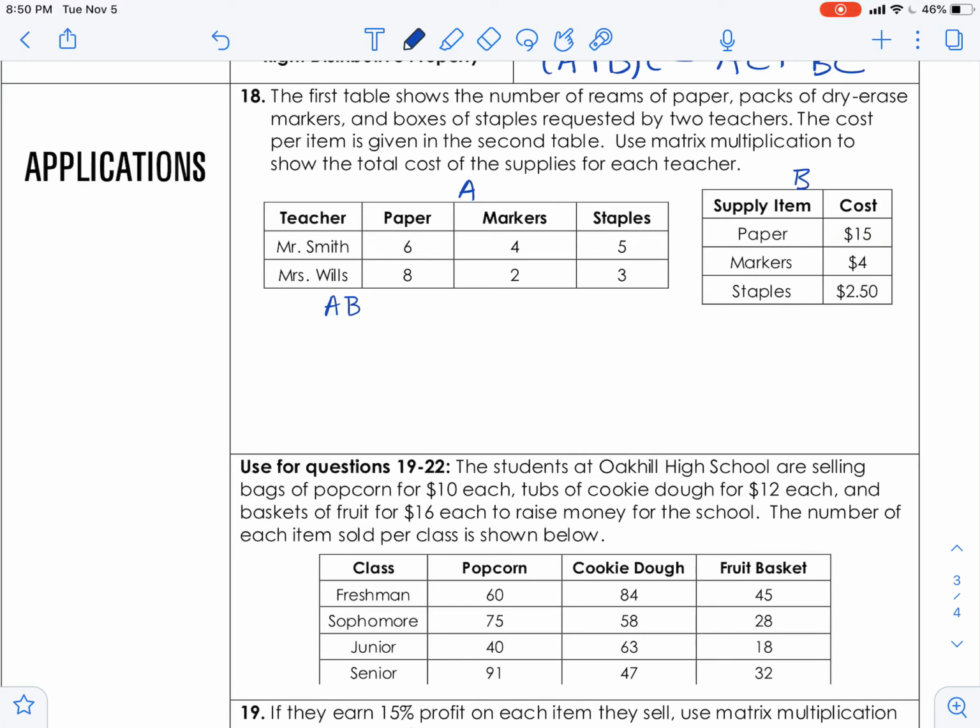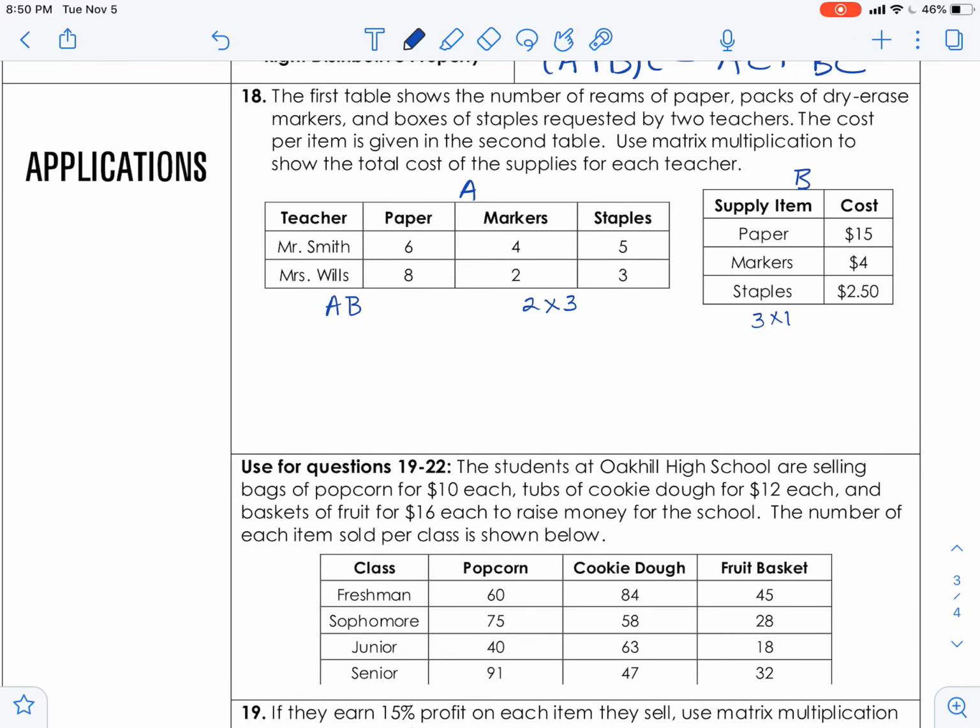Okay, so this is a 3 by 2. Sorry, my bad. This is a 2 by 3. See, I shouldn't do this when I'm tired. This is a 3 by 1. So my answer will be a 2 by 1. I should leave more space here.